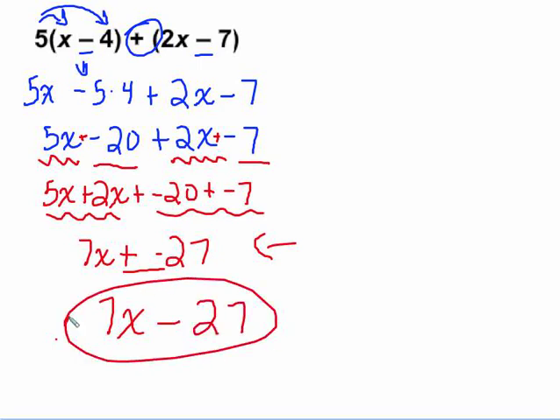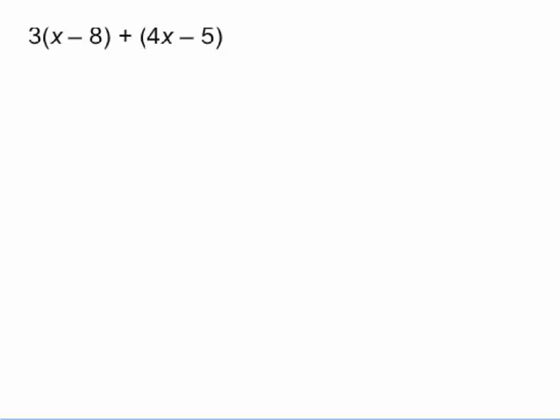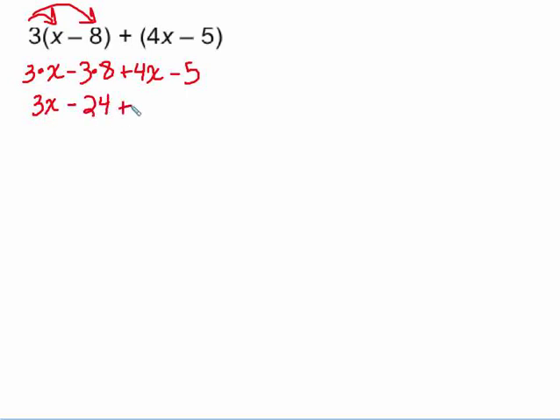Okay, one more example. At this time I think it would be really advisable to just pause the video and try this one ahead of me. And let's get into the answer. So again, I see that I have those minuses, but I'm not going to worry about them until I've used the distributive property. So I'm going to have 3 multiplied by x minus 3 multiplied by 8 plus, again, I can remove those parentheses, 4x minus 5. So this is going to be 3x minus 24 plus 4x minus 5.